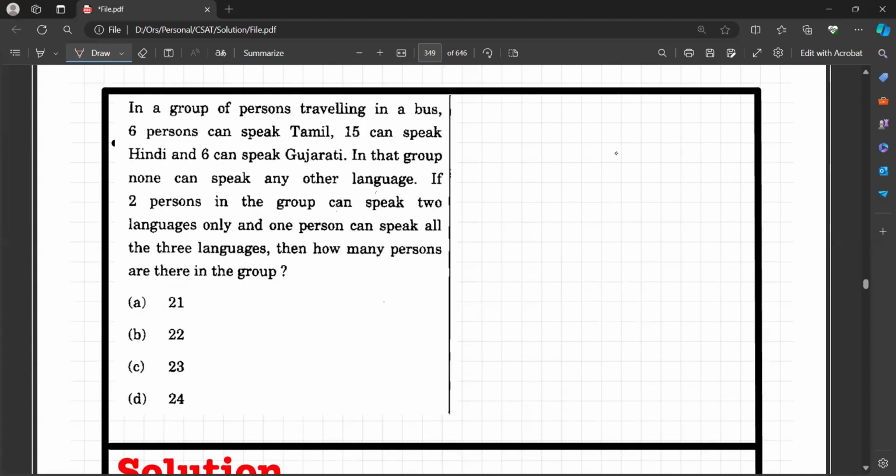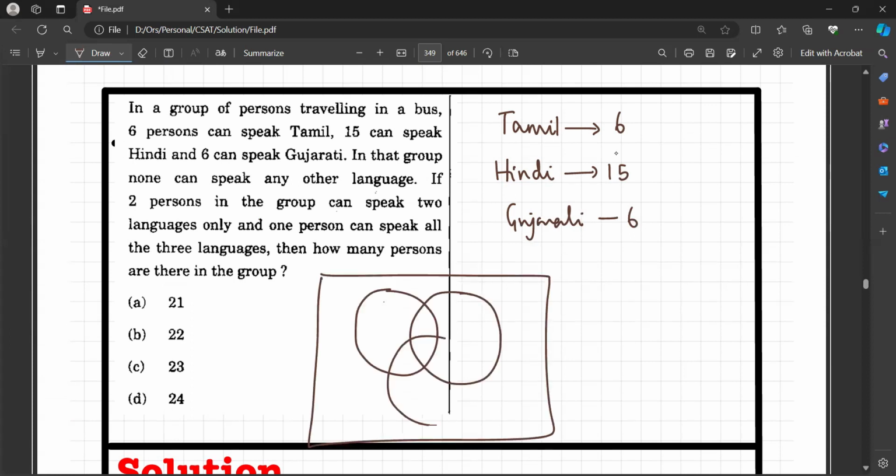Coming to this question. In a group of persons traveling in a bus, 6 persons can speak Tamil. So how many can speak Tamil? 6. How many can speak Hindi? 15. How many can speak Gujarati? 6. So total 3 items. So can I say this will be the chart? 3 items. If 2 persons in the group can speak 2 languages only, 2 languages only will be this one, and this one. If we give them some value, let's say A, B, C, D, E, F, or G.